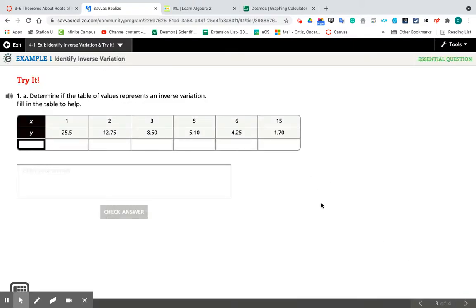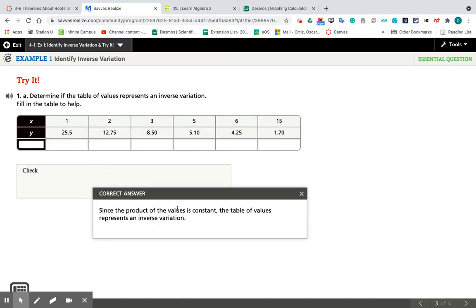So with that in mind, let's try to answer these two questions. Pause the video and be ready to check the answer. Obviously, you're trying to multiply those numbers using the calculator. If those answers are always the same, then you can say yes, they represent an inverse variation. But if they are not the same, then you will answer no. So hopefully everybody did it. And the product of values is constant. That means it doesn't change. So it should be an inverse variation.